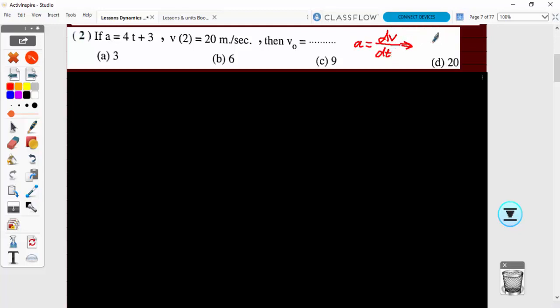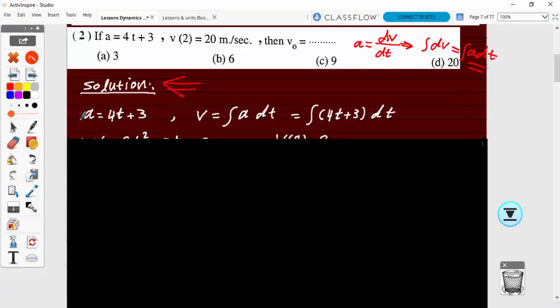So the integration of dv equals integration of a dt with respect to the time here. So we'll use this form. A is given, A equals 4t plus 3. And also we know that V equals the integration of A with respect to t. Again, V equals integration of A dt. We substitute A equals 4t plus 3 and we start integration.